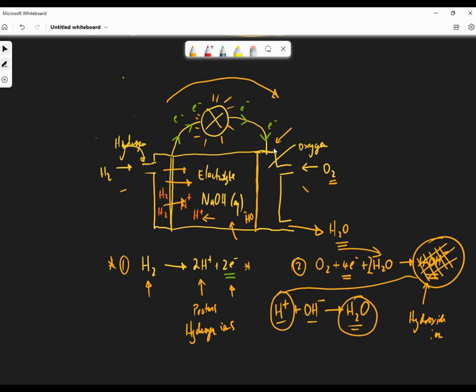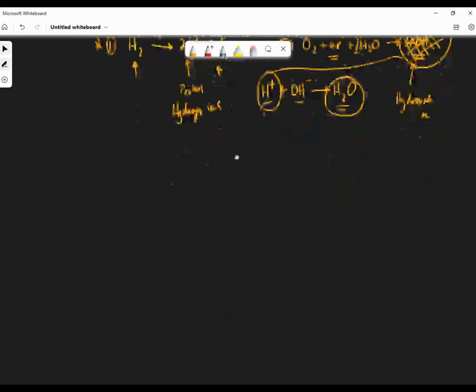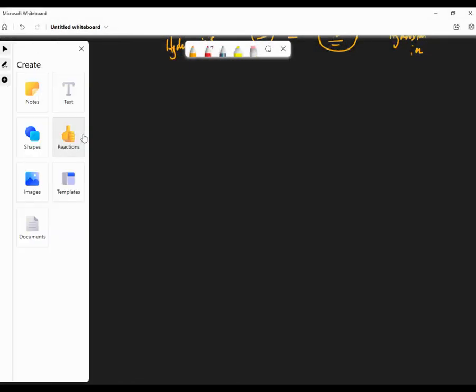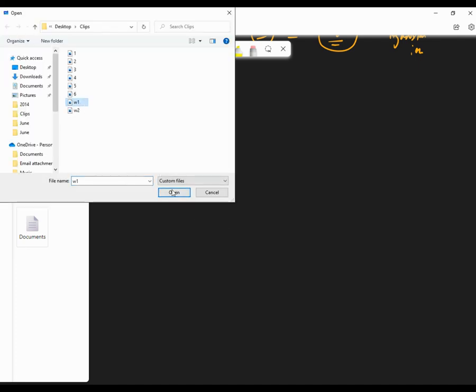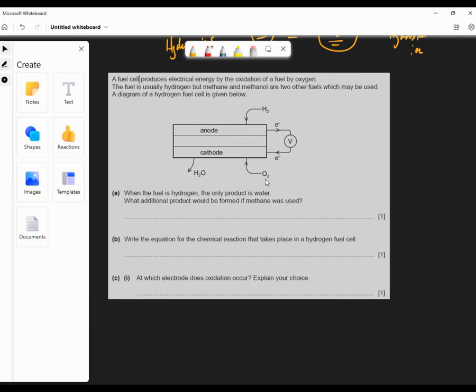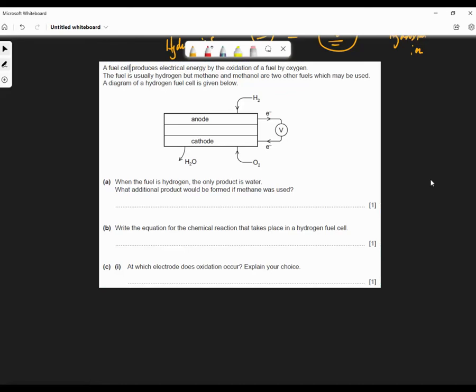But to make it a little bit easier, I've got a question for you. Let's have a look here. Right, let's put something in. There we are. So this is a question on the fuel cell.